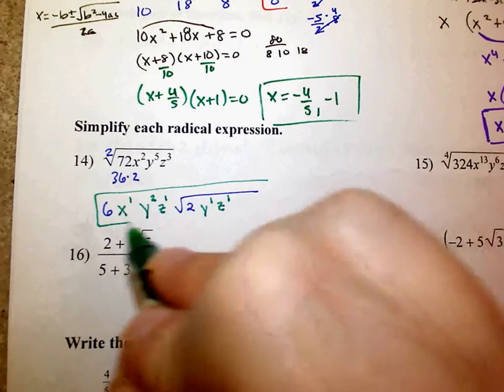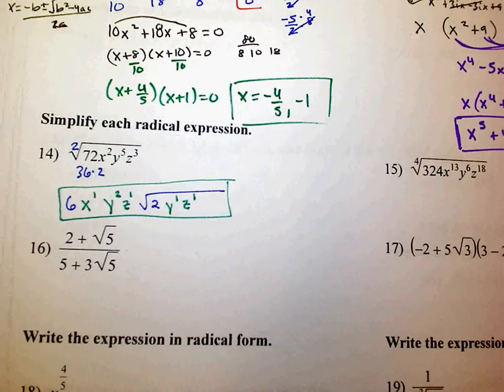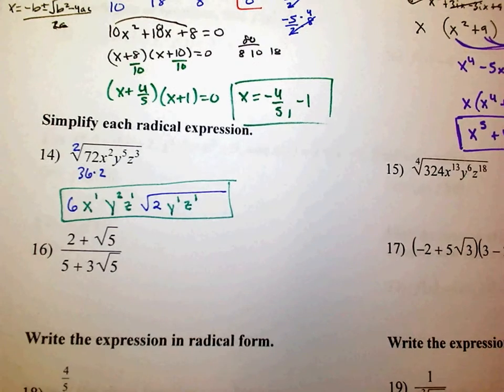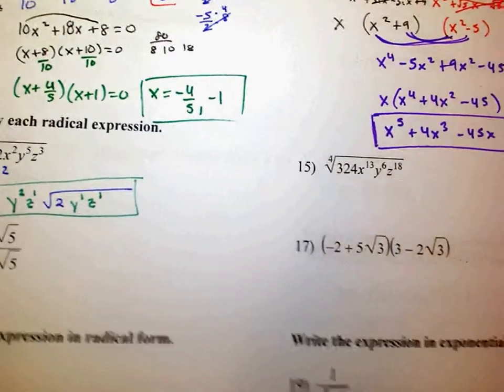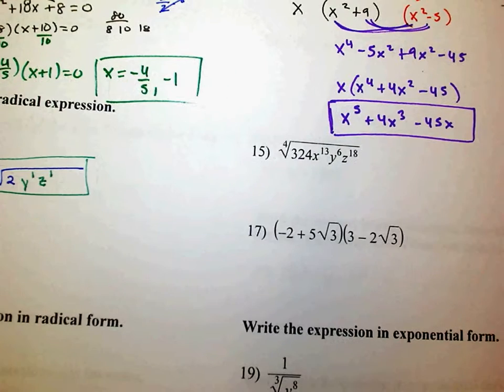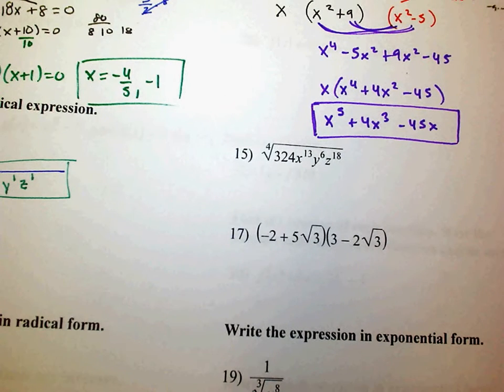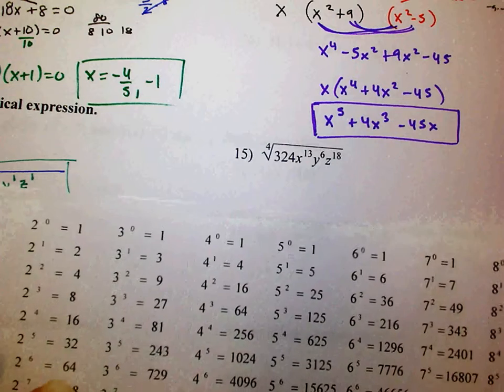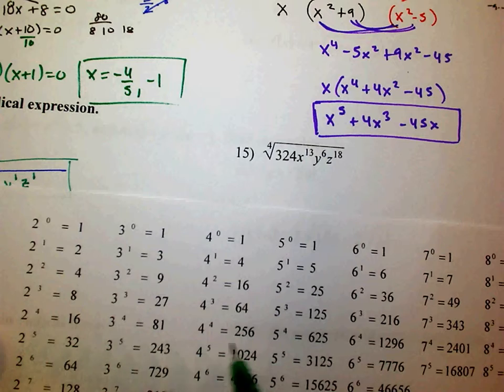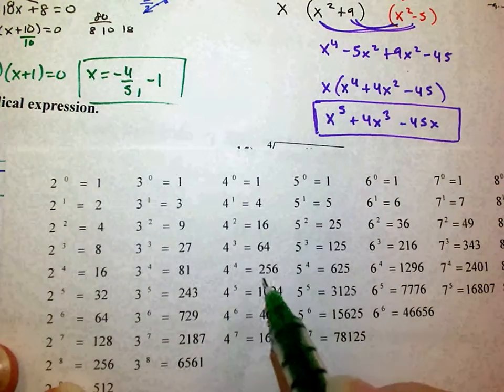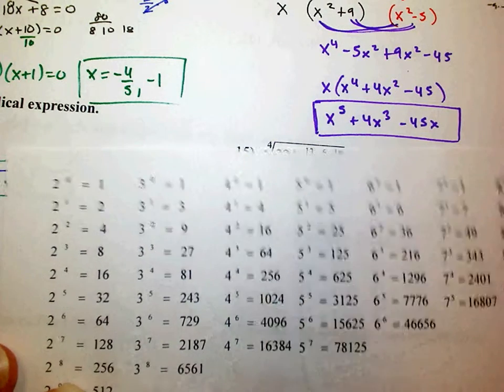Last question for part 1 is 15. It says the fourth root of 324, and then all those variables. If you look at your power chart, when you're looking for powers of 4, you look across here, and 324 is in between those two. So what I need to do is see if any of these 3 numbers go into it. 256 does not go into 324, it's too big. But 81 actually does.